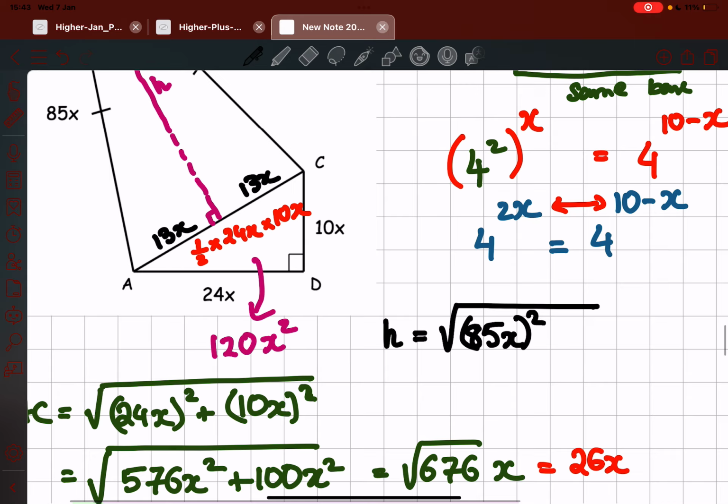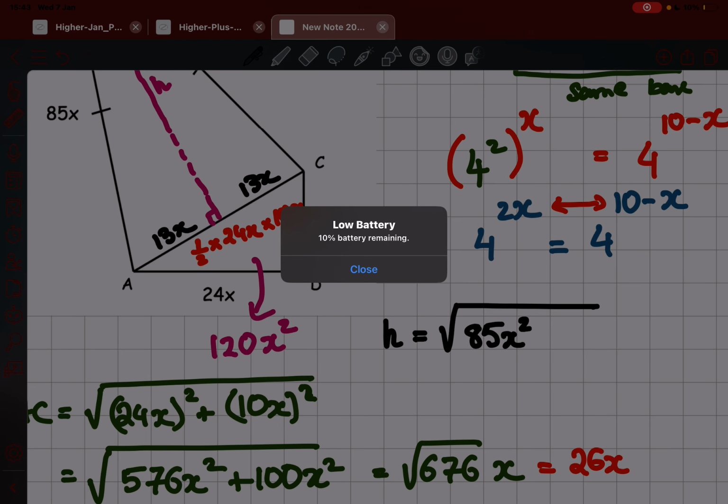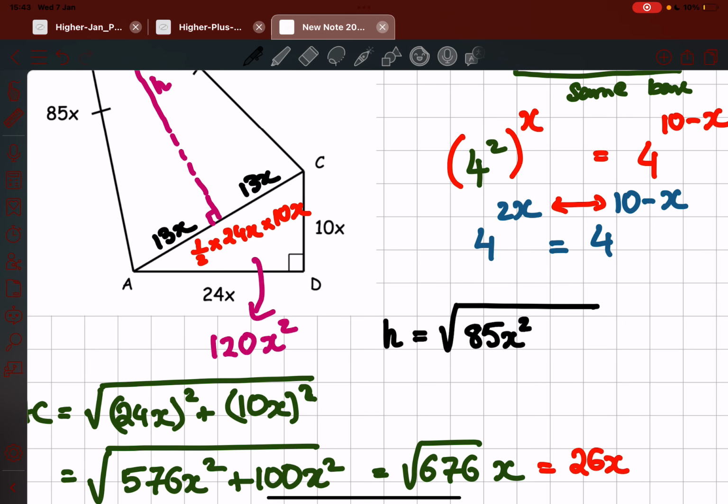So that would be 85x. You need to square the entire thing. Many people tend to square the 85 but forget that the x also needs to be squared. So please don't do 85x squared. It is 85x the whole squared. And because it is a shorter side, we're doing subtraction. So that's 13x the whole squared.